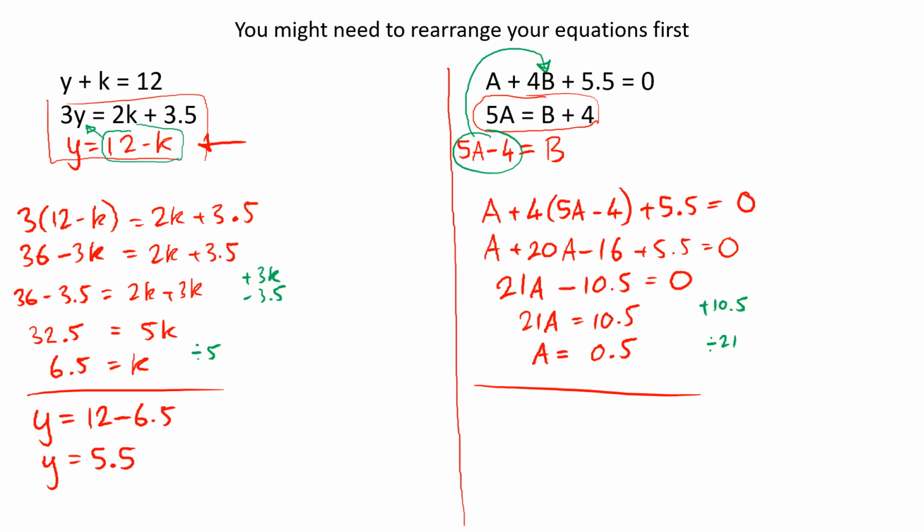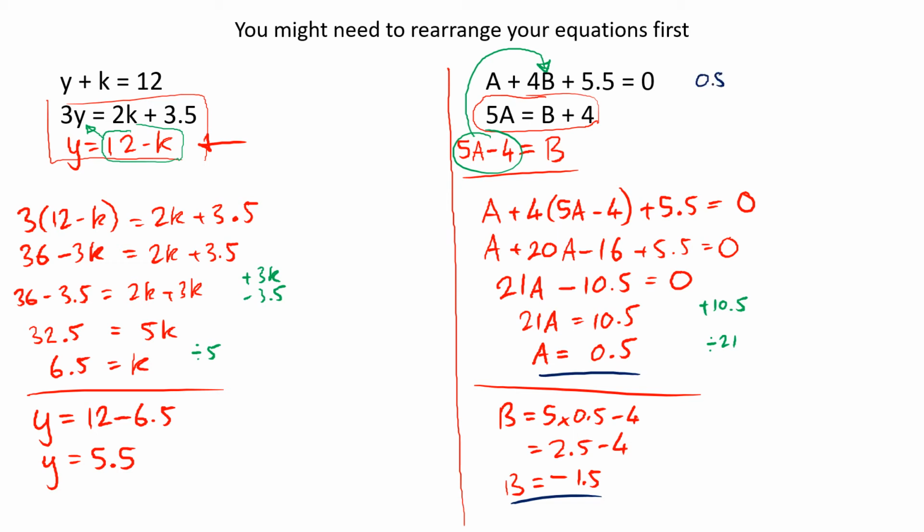Then substitute that into the fact that b equals 5a minus 4. So b equals 5 times 0.5 minus 4, which is 2.5 minus 4, which is minus 1.5. Again, we could check this one works if we want. Let's actually do it this time. So we could say 0.5, and then what would 4 times minus 1.5 be? That would be minus 6, plus 5.5 equals 0. Yep, that's true. That would be 6 minus 6. And then the first one, 5 times 0.5, so 2.5 is equal to minus 1.5 plus 4. Yeah, that works as well. So that's the general idea.